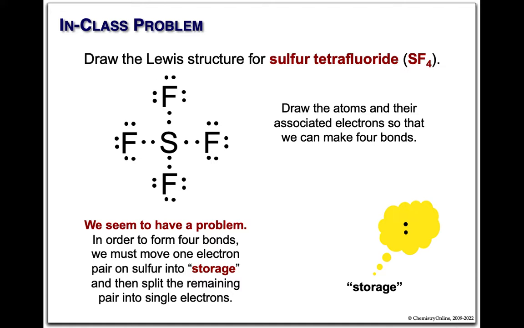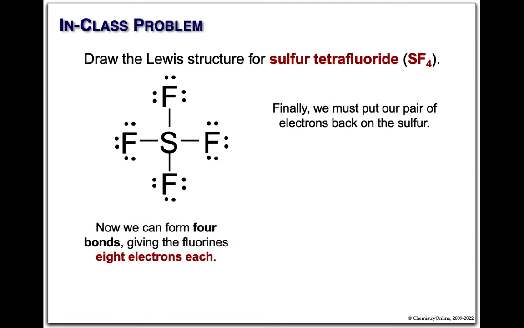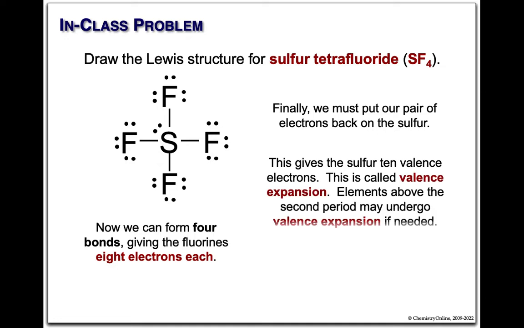Now it looks really simple, doesn't it? We have 1 bond, 2 bonds, 3 bonds, 4 bonds. Make our dashes, but we have to remember we still have 2 electrons sitting here in the corner. We have to put them back, and they go on the central atom. That's the sulfur. And that is SF4. Valence expansion. Anything in the 3rd period going down can do valence expansion.